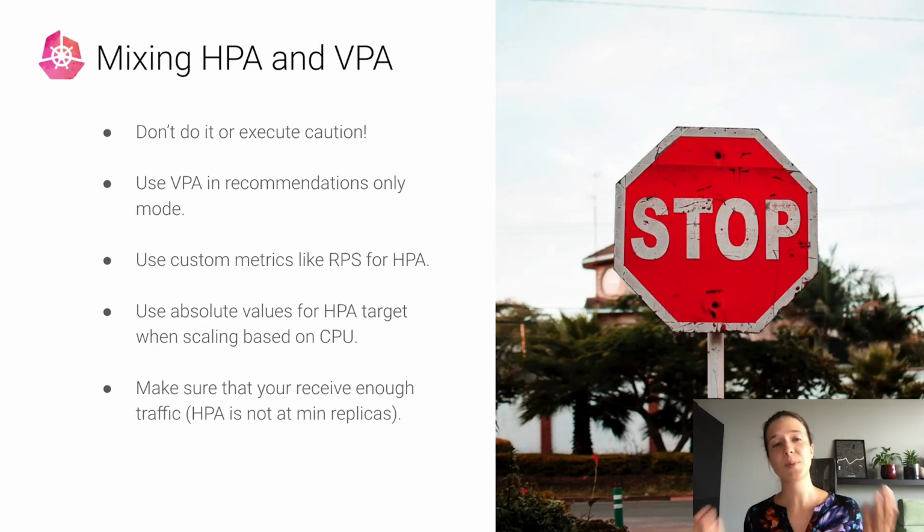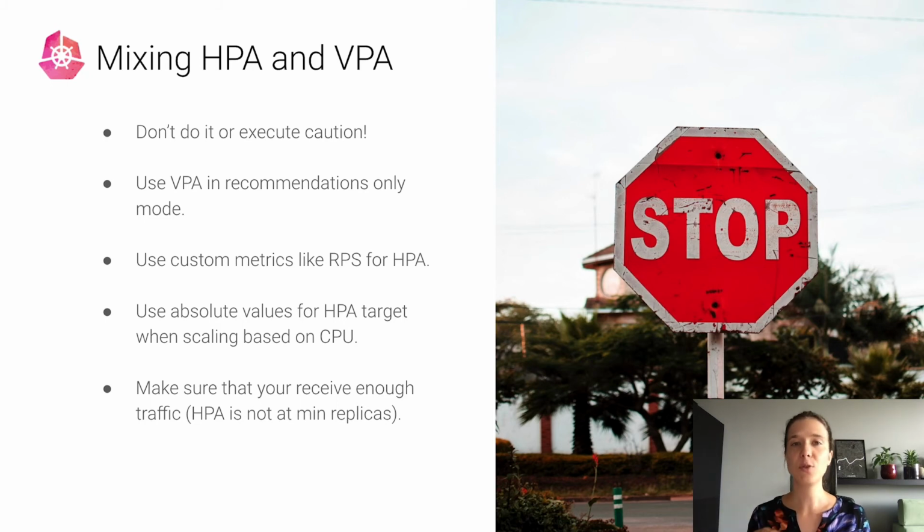Now, can you use both horizontal and vertical scaling on the same workload? The short answer is no. The more detailed answer, as always, starts with it depends and exercise caution. Technically, you can always use VPA in the recommendation-only mode. It's safe. It doesn't change anything on your workloads, so nothing bad will happen to you. However, in order to have confidence in the results that you get, you should not configure HPA on CPU utilization and use VPA at the same time.